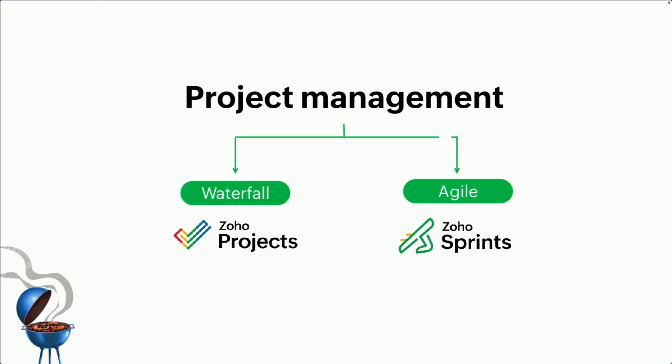So project management on a high level, this is how we think of it. There's two sort of main methods to this: the waterfall method and the agile method. First, about how these are structured. So at a high level, you can think of Zoho Projects structured as the way you might build a house. The waterfall method is good for this.